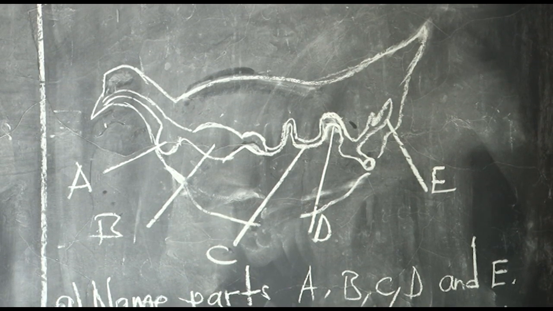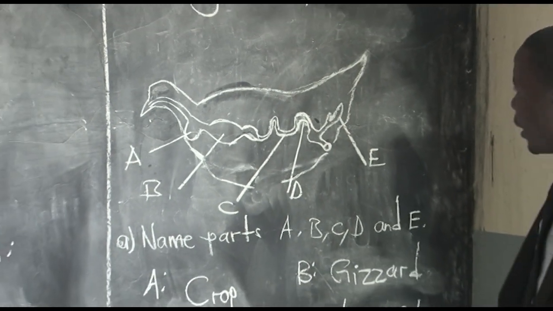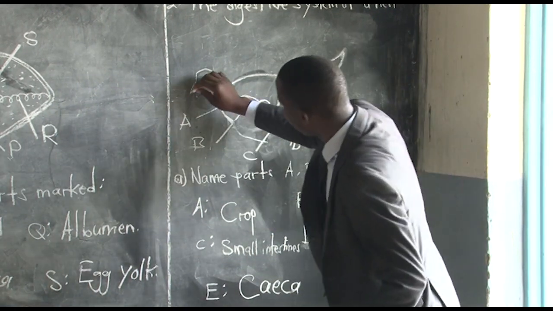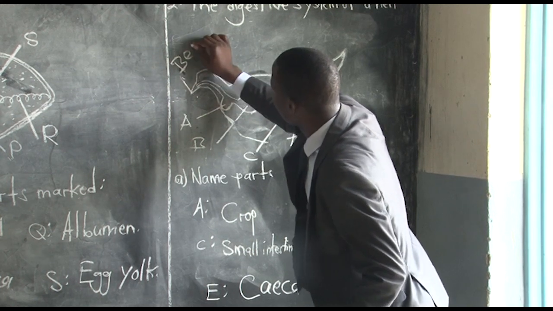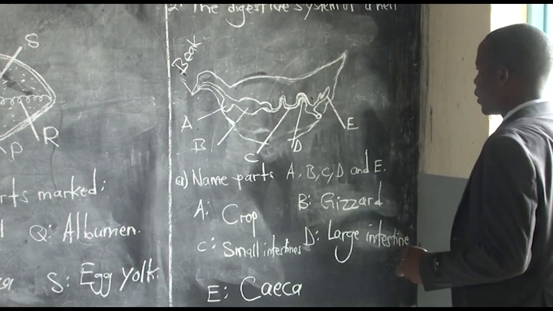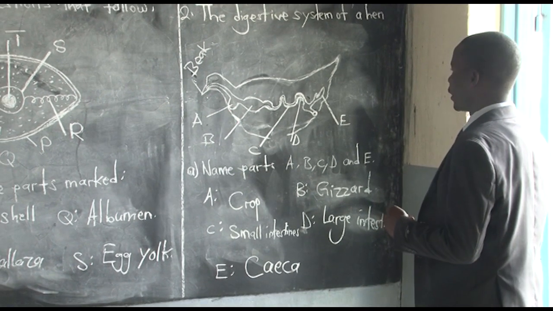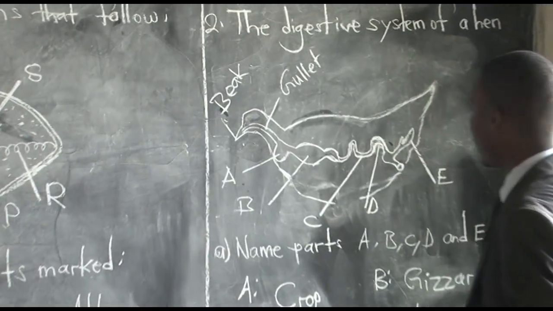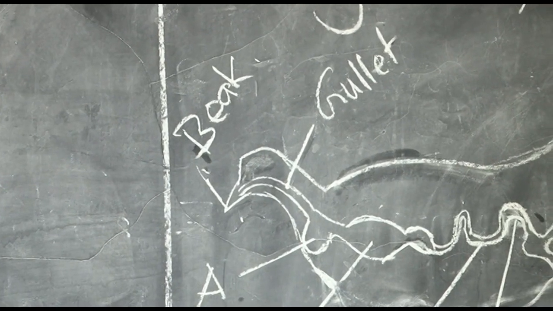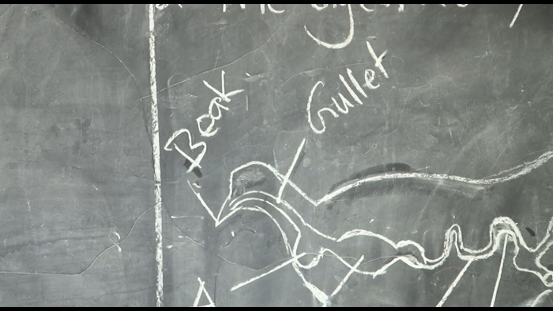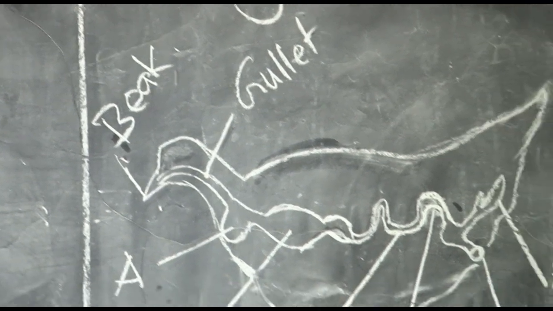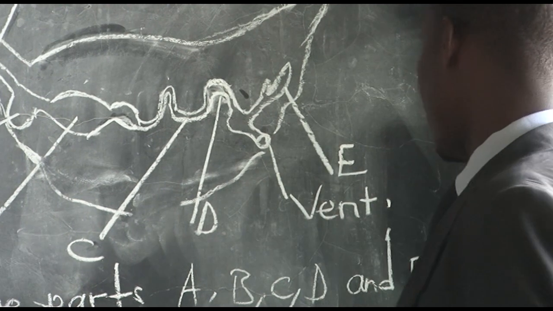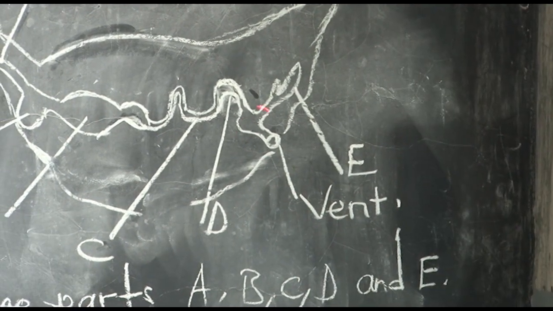Don't forget, there are some parts which are not asked in this question, but we can name them. Look at this part here. This can be called the beak. You can have the part here, which can be called the gullet, or esophagus. Then there's a part here which is also not named. In birds, we call it the vent. This is where the droppings are sent out of the body.